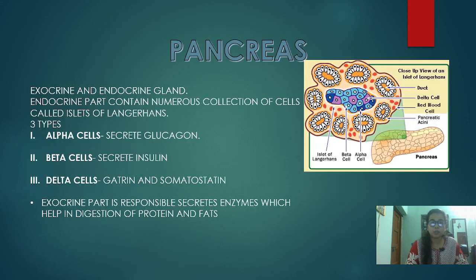Next, moving to the next part of the associated glands, that is the pancreas. What does the pancreas do? Basically the pancreas has both roles, that is endocrine as well as exocrine. So, what does the endocrine part do? You must have some idea about the endocrine part. Basically the endocrine part secretes hormones.